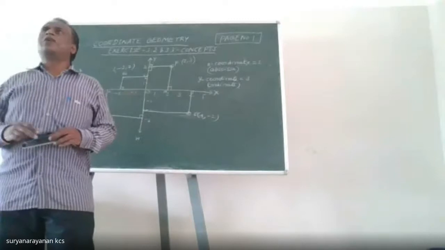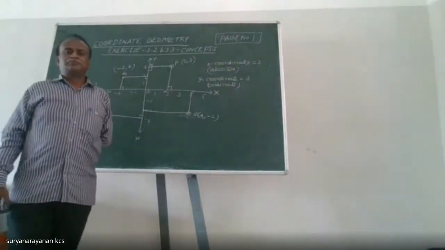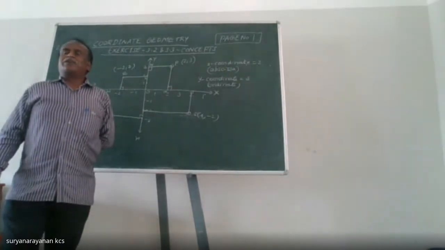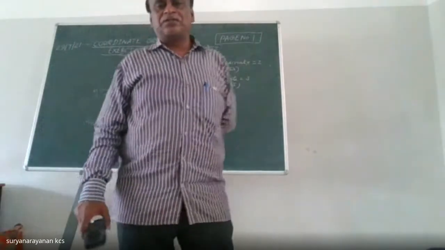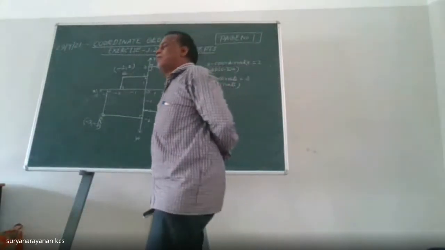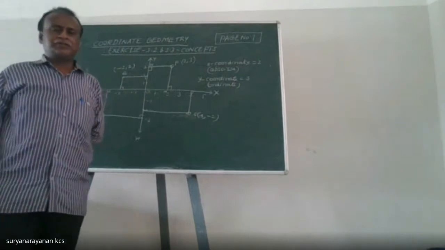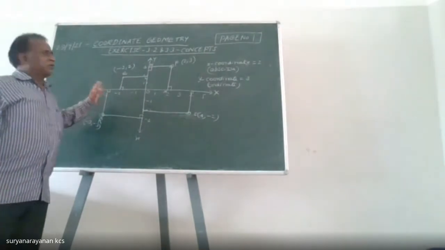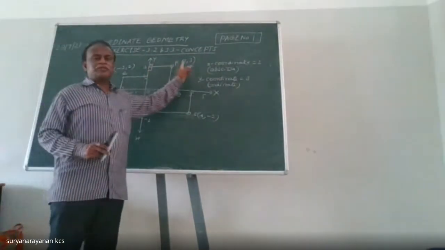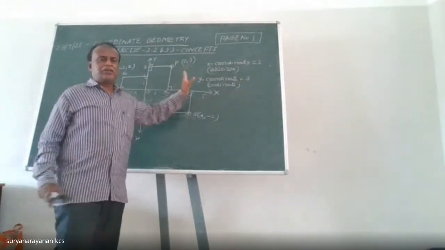Yes, sir. How to find the coordinates of a given point? In a Cartesian plane, if they mark some points, how to find the coordinates of the given point? Okay. If you observe 2, 3, this is in the first quadrant.